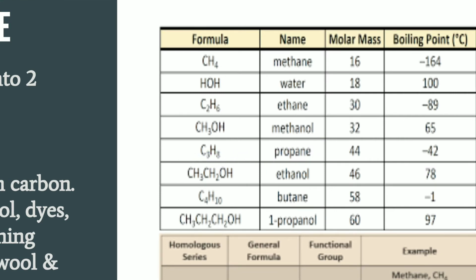See, this is methane, CH4, which has a boiling point of minus 164. Then water, H2O. Then C2H6, that is ethane, CH3OH, this is methanol. Then C3H8, that is propane, C2H5OH, that is ethanol. These are all organic compounds. C4H10, butane, and CH3CH2CH2OH, this is propanol. Okay.